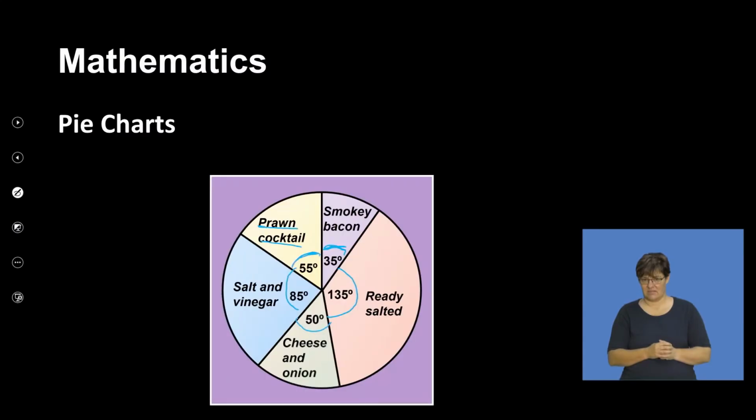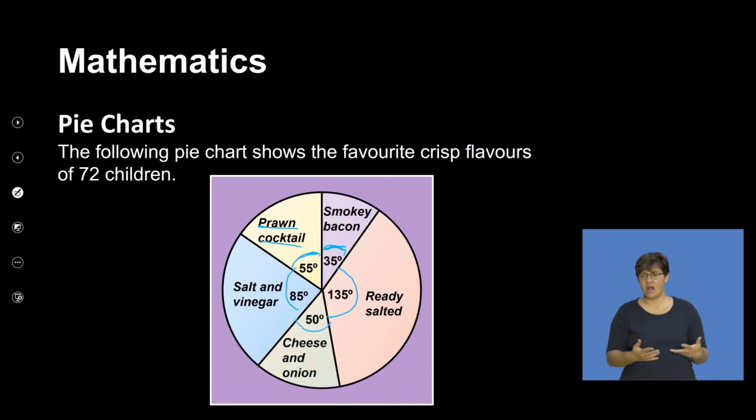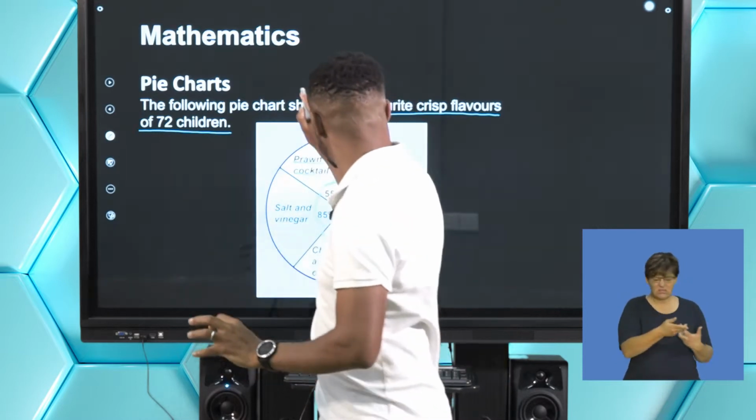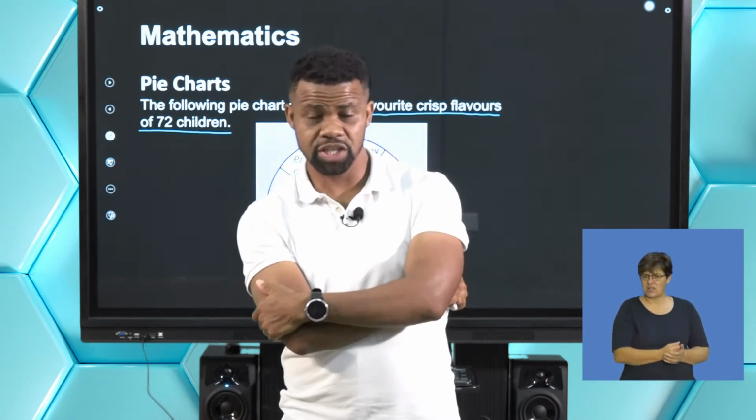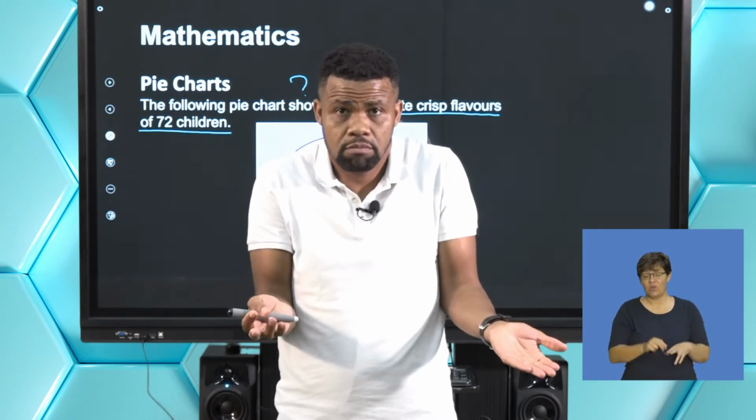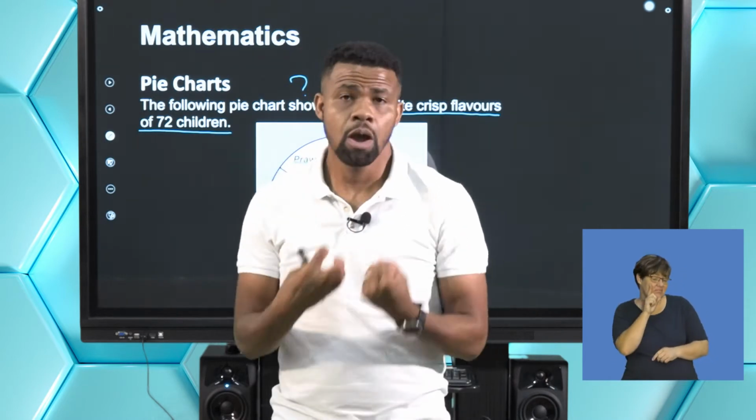So this is a pie chart. The following pie chart shows the favorite crisp flavors for 72 children. Now we have more information. Representing data without some more info, what does it mean? I can conclude whatever I conclude. So this is specific to 72 children. A survey was taken. Then what? Is there a question? There are many questions we can answer. It depends, so let's see what we have to answer.